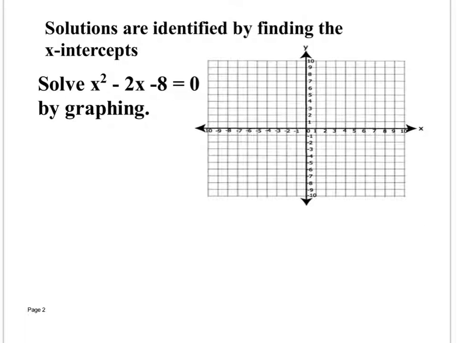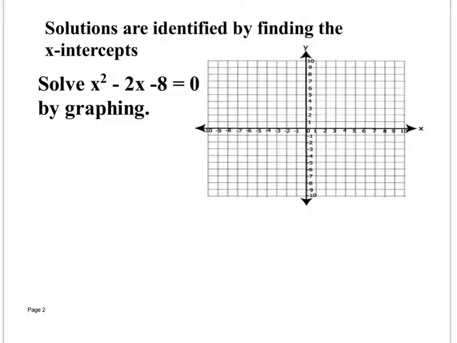Alright, write this down. The solutions are identified by finding the x-intercepts. So what we do is we graph this: x squared minus 2x minus 8 equals 0, or we can say that's y. We graph it, and then we look to see where it crosses the x-axis. And then we check to see if we're right.